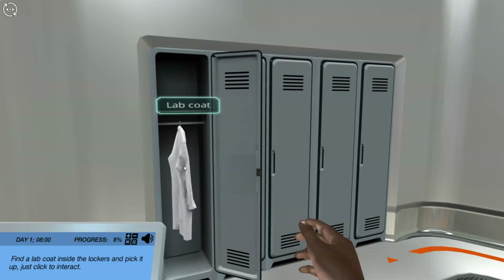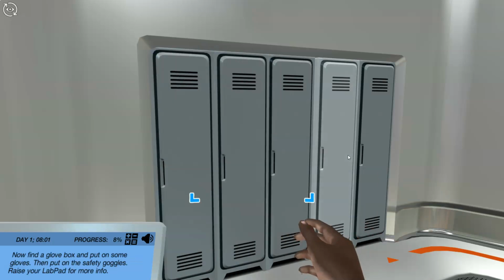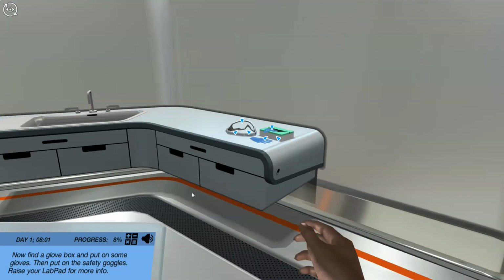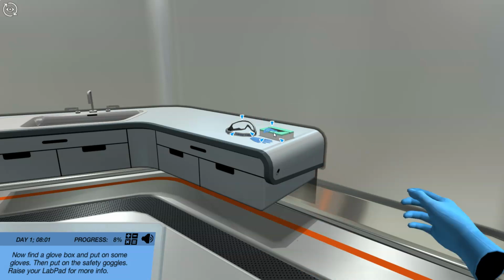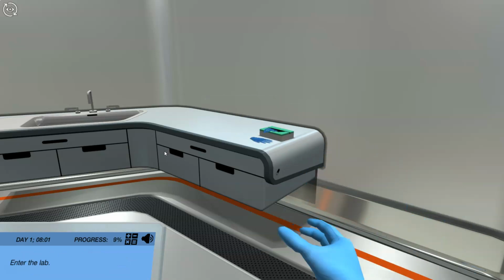Just click to interact. Now find a glove box and put on some gloves. Then put on the safety goggles. Raise your lab pad for more info. Enter the lab.